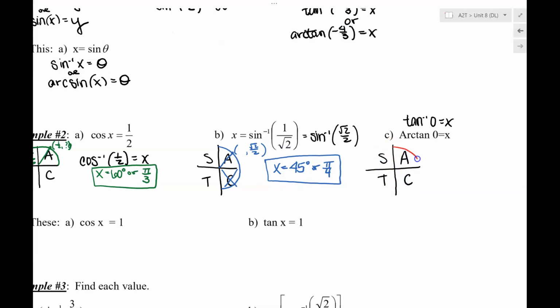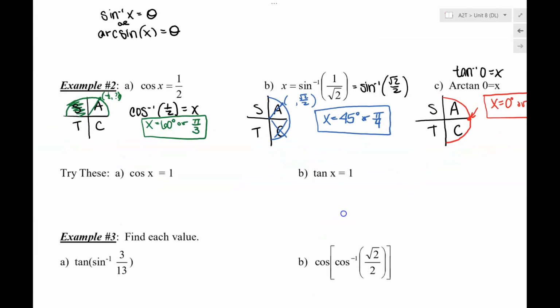So if I were to draw it, there we go. So tangent of 0, well, inverse tangent. I get so lazy. Sorry guys. Inverse tangent of 0, that's sine over cosine. So where does tangent have a value of 0? Very good, at 0. So we're going to say that x is 0 degrees or 0 pi.